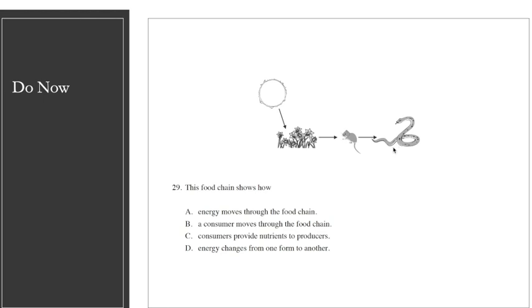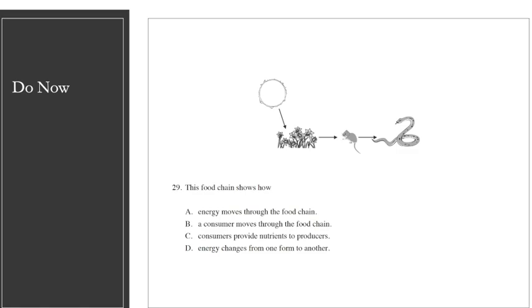So the correct answer to our Do Now would be A, how energy moves through the food chain. If you said A, very good. If you said B or C or D, we're going to find out why A was the correct answer later in this lesson.